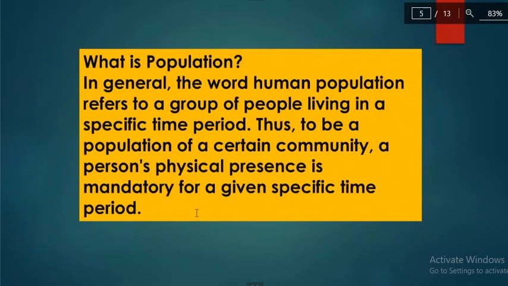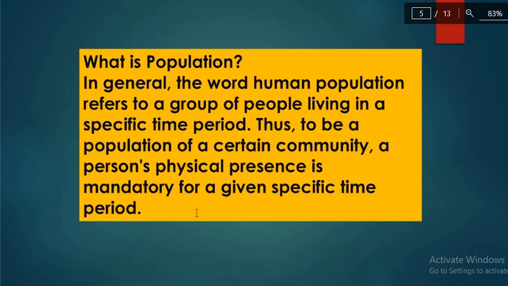Next, what is population? In general, the word human population refers to a group of people living in a specific time period. Thus, to be population of a certain community, a person's physical presence is mandatory for a given specific time period. I have already told you that to be population there should be presence in a particular area, and there should be a time period of counting of the population.